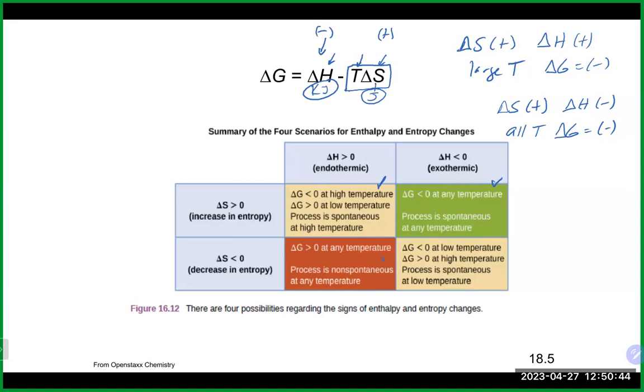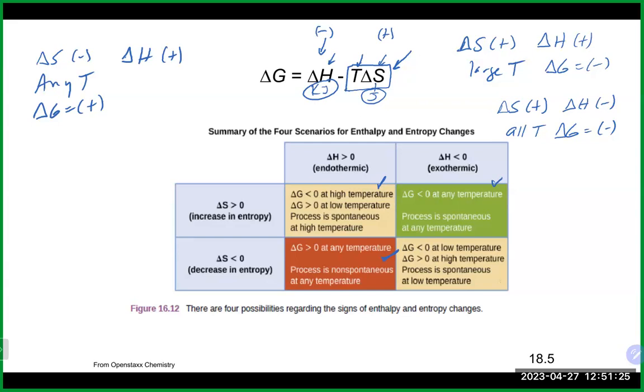If we come down to this box here, we have a delta S that is negative and a delta H that is positive. So in this case, when our delta S back here is negative, that's going to turn the back part of that equation into a positive number. And if our delta H is positive, no matter what you do, delta G will always be positive. So at any temperature, delta G is going to be positive in this case, which means the reaction will be non-spontaneous at any temperature when you have that combination of signs on those things.